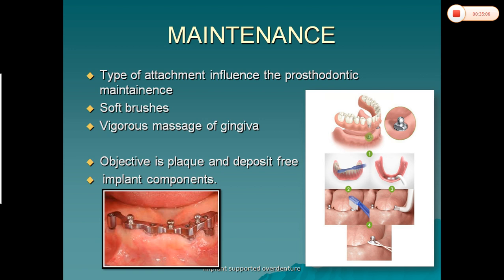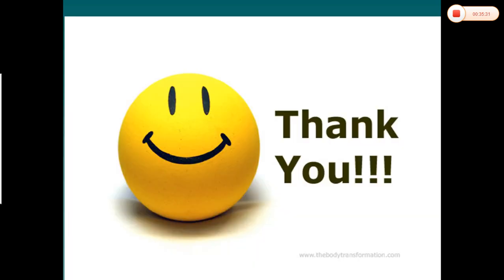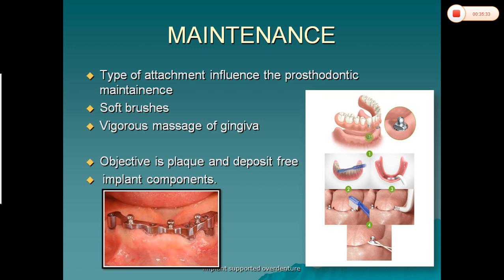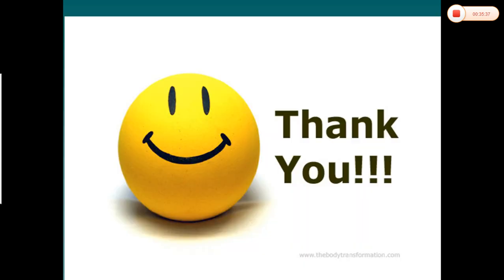During usage, in 1 or 2 years, the matrix components of the attachment within the denture, if they get worn, or the rubber soft rings, have to be replaced and refitted. The dentures have to be refitted and corrections have to be done. Okay, so this is the brief description of an implant supported overdenture. Thank you, students.